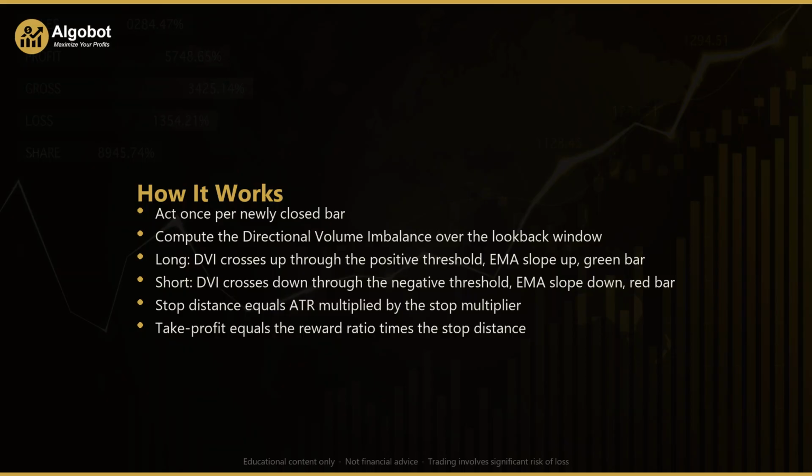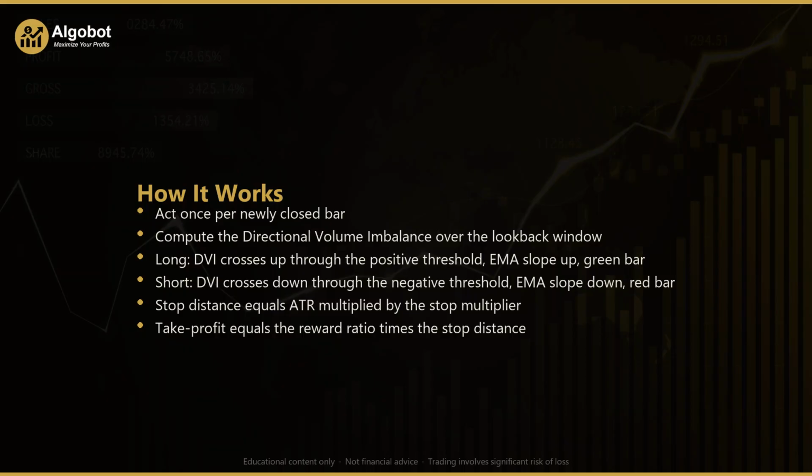Now for the entry conditions. For a long, three things must agree. The oscillator must cross upward through the positive threshold, which defaults to 0.20. That threshold represents roughly a 60-40 tilt of volume toward buyers. Notice it must cross, not simply be high. The previous reading has to be at or below the threshold, and the new reading above it.